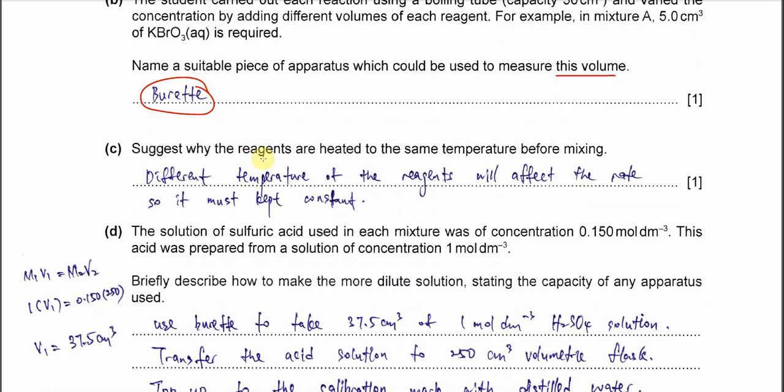Part C, suggest why the reagents are heated to the same temperature before mixing. Because this is the rate of reaction, the reagents must be at the same temperature before they react. We must make sure all the reagents are at the same temperature, then we mix them, then it is a more reliable result, right? Different temperatures of the reagents will affect the rates, so it must be kept constant.